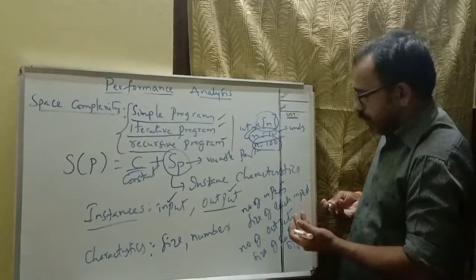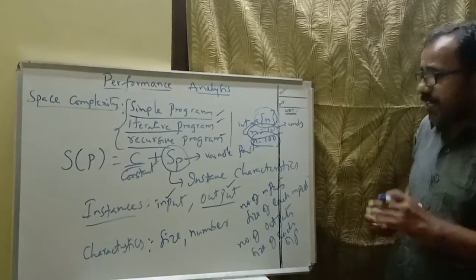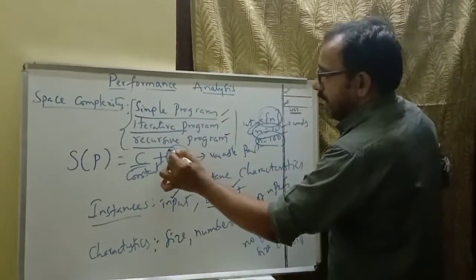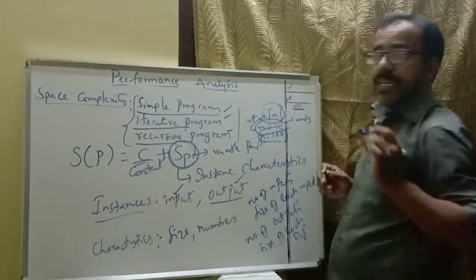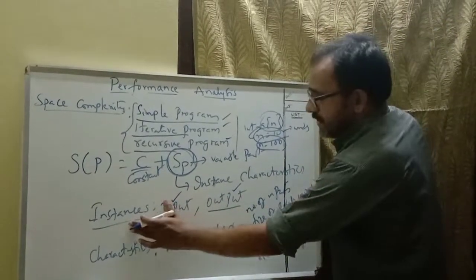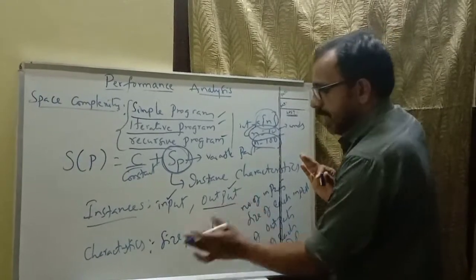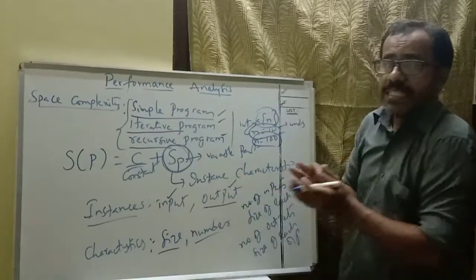Based on inputs, and sometimes based on some programs, the number of outputs may be varying. That's why this particular running time space is depending on instance characteristics. Is it clear now? What are the instances? Input and output are instances to any program or algorithm, and characteristics are size and number. If we combine these two, we get instance characteristics now.